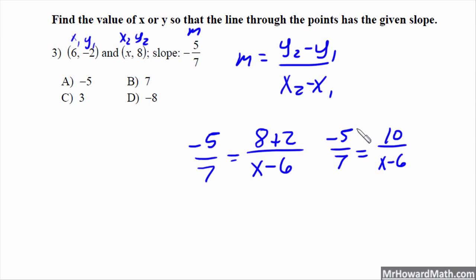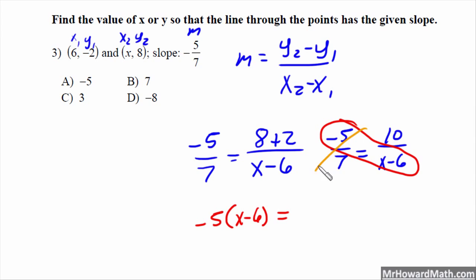Then we need to cross multiply, so we'll do negative 5 times that x minus 6 gives us negative 5 times the quantity x minus 6. Set that equal to the other cross multiply, so 7 times 10. That would be 70. Notice I took the negative here, this negative in the negative 5/7, this negative with the 5, with the top number. I just took the negative once, not twice. Okay, distribute. Negative 5x plus 30 equals 70.